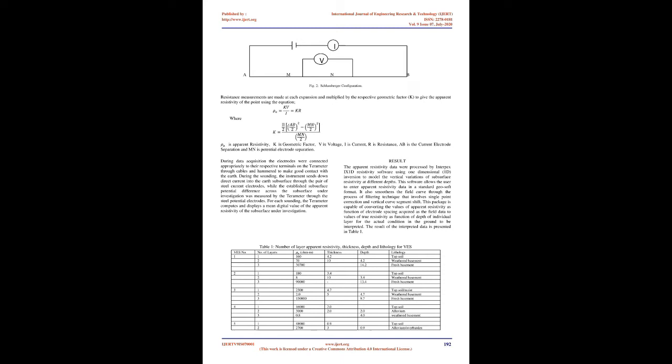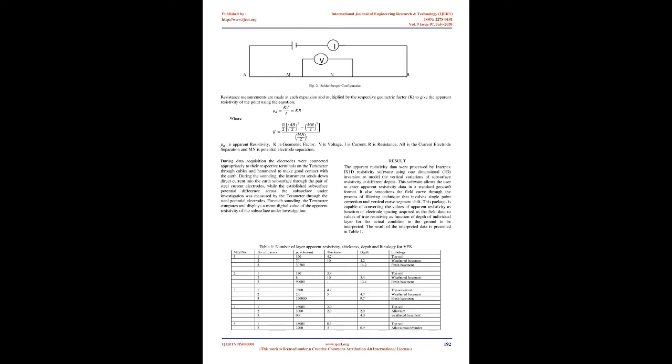During the sounding, the instrument sends direct current into the earth's subsurface through the pair of steel current electrodes, while the established potential difference across the subsurface under investigation is measured by the Terrameter through the steel potential electrodes. For each sounding, the Terrameter computes and displays a mean digital value of the apparent resistivity of the subsurface under investigation. Result. The apparent resistivity data were processed by Interpex IX1D resistivity software using one-dimensional (1D) inversion to model the vertical variations of subsurface resistivity at different depths.